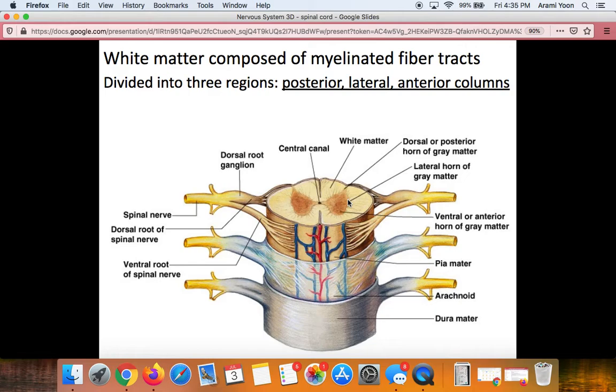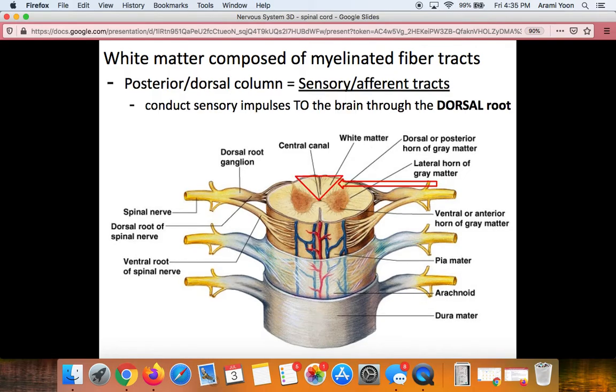One thing I want you to notice is that I'm using the words posterior and dorsal interchangeably, both in my written stuff and when I verbally speak about this. And I'm also using the words anterior and ventral interchangeably. So beginning with the posterior or dorsal column.